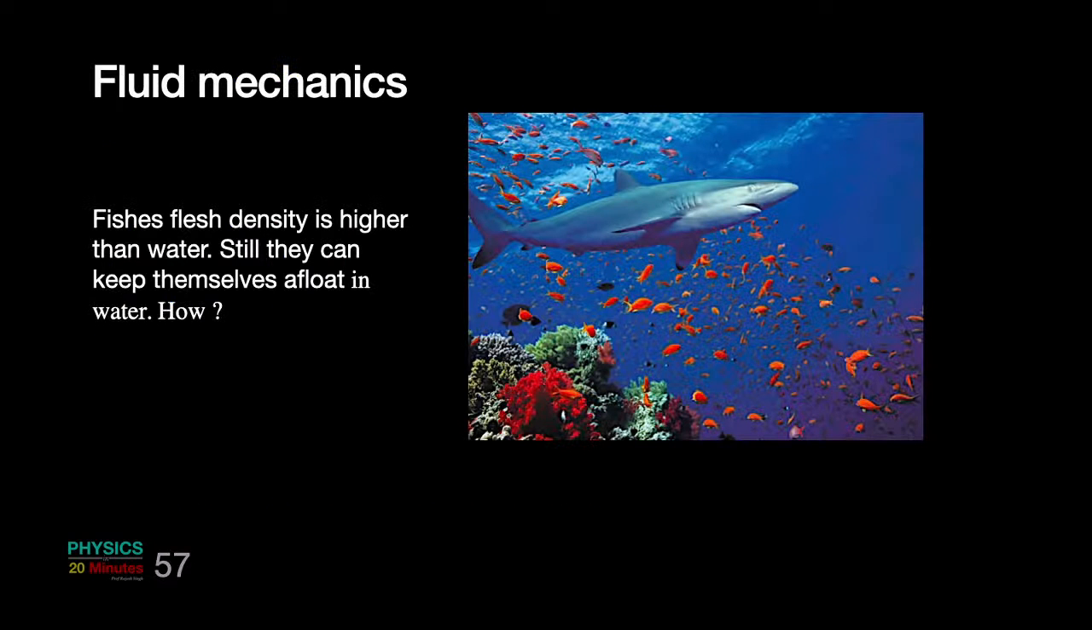So here is an image of a fish. The fish's flesh density is higher than water. So normally we know that dense objects sink in water. The flesh of the fish has a density which is higher than that of the water. The question is, still, they can keep themselves afloat in water. How? So we will try to answer this question as we go through this chapter.